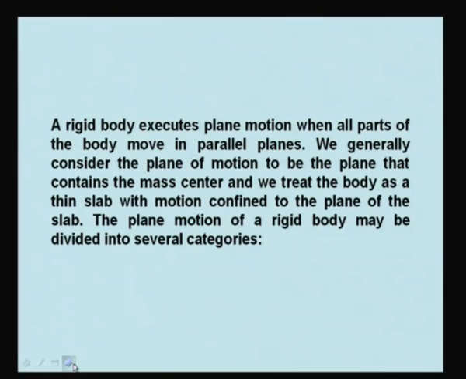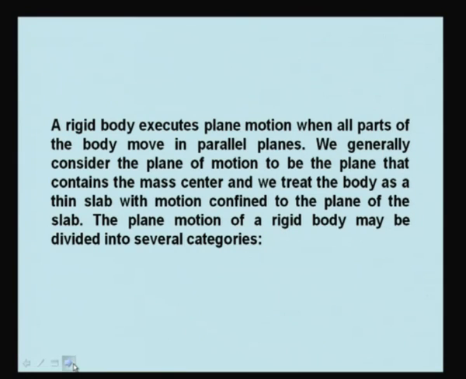We can fix up a point on the rigid body, say mass center, and say what is the x coordinate of it, what is the y coordinate of it, and then what is the rotation of the body about this point. So, you have x, y and theta. Therefore, we say a rigid body executes plane motion when all parts of the body move in parallel planes. We generally consider the plane of motion to be the plane that contains the mass center, and we treat the body as a thin slab with motion confined to the plane of the slab.